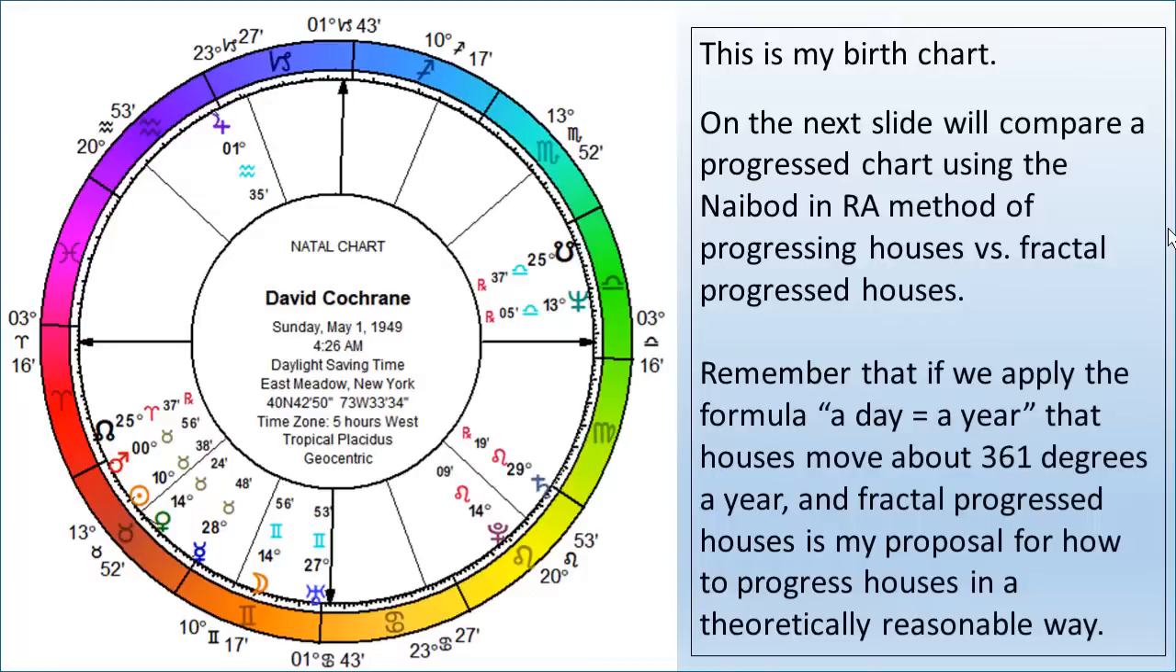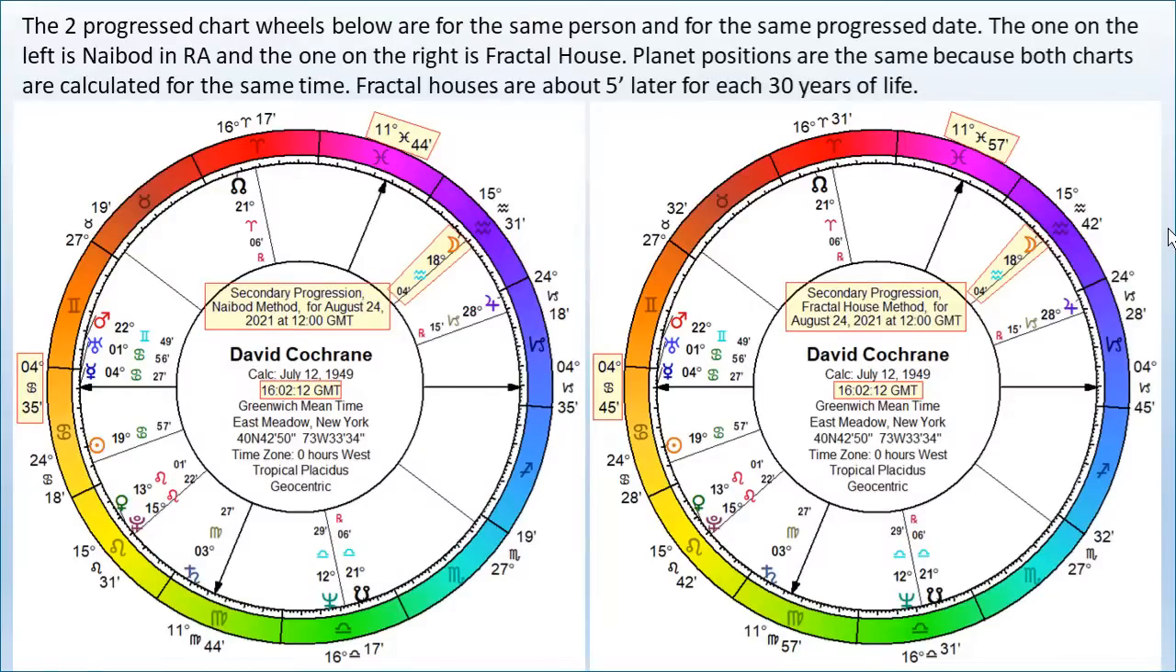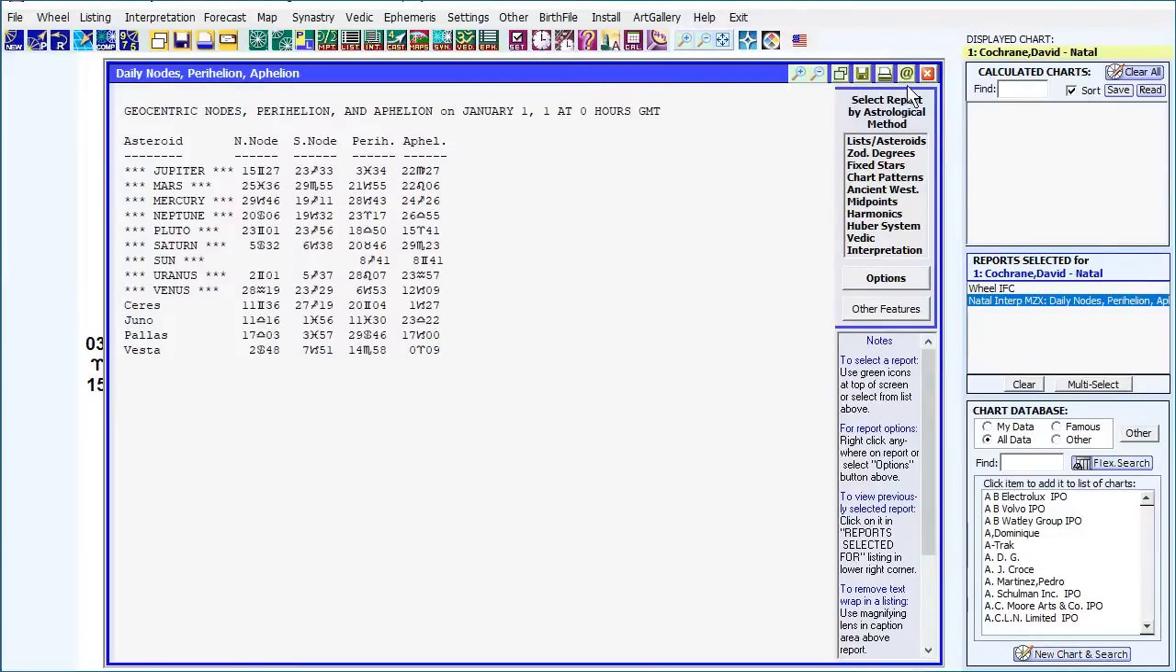Let's see what happens. Okay, first thing, I ran my progressed chart, just a progressed wheel, with Naibod. This is the most common method used. And I talk in the other videos about why it's very common, but that's not important. Here's a common progression for me, August 24, 2021. So I just progressed my chart. I just went in the software, progressed my chart, clicked on progression, entered that date. And I selected Naibod. So let me just show you, just so it's clear.